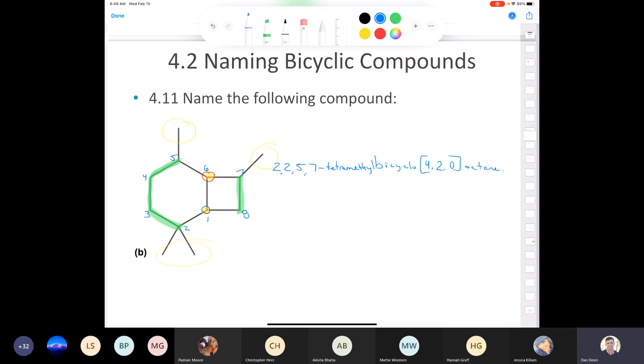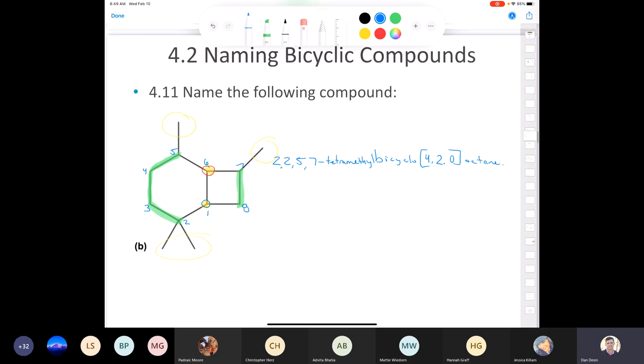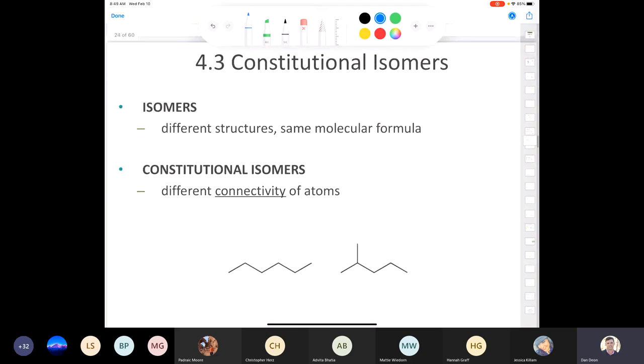All right. If we have time, we'll come back to the bicyclic structures later, but there's a lot of content to cover in this chapter. So we're going to have to move on from there. And we're going to move on to section 4.3, which deals with constitutional isomers.